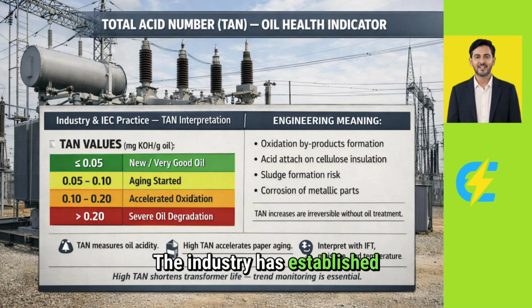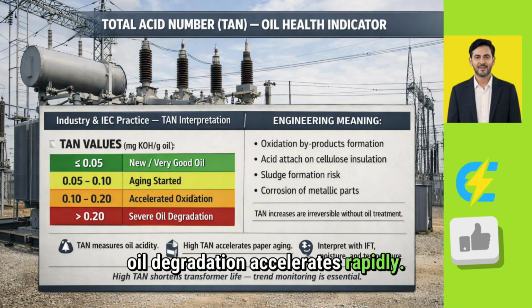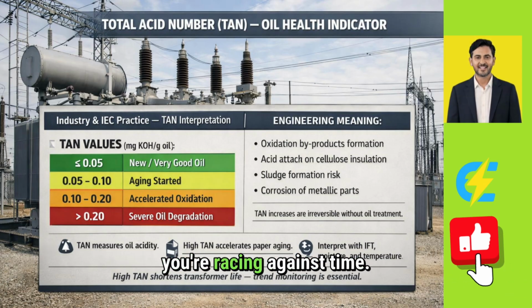The industry has established clear limits for TAN interpretation. Below 0.15 milligrams KOH per gram represents normal condition. Your oil is healthy and you can continue normal operation. Between 0.15 and 0.30 milligrams KOH per gram puts you in the caution zone. This is when you need to start monitoring more frequently and planning intervention. Above 0.30 milligrams KOH per gram is unacceptable. Once TAN crosses 0.30, oil degradation accelerates rapidly. The chemistry changes and you're racing against time.